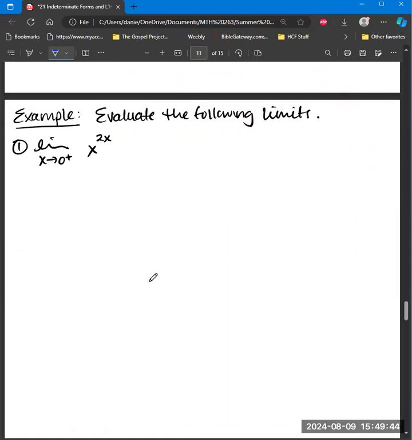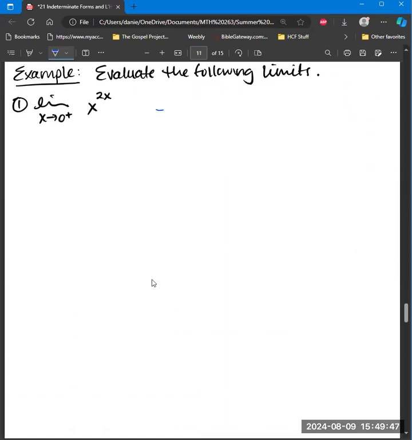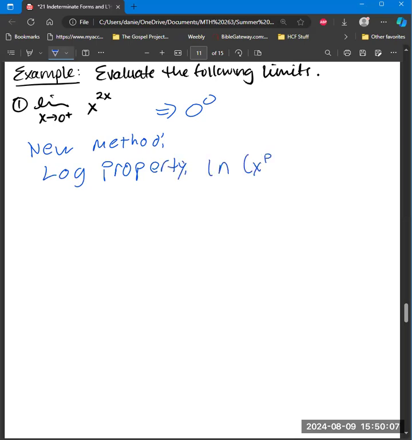All right, let's try another example of a different type of indeterminate form. This one's going to 0 to the 0. So this is going to be part B. We have a new method that we're going to apply using our log property, that ln of x to the p is equal to p ln of x. So we're going to take the natural log of our limit.